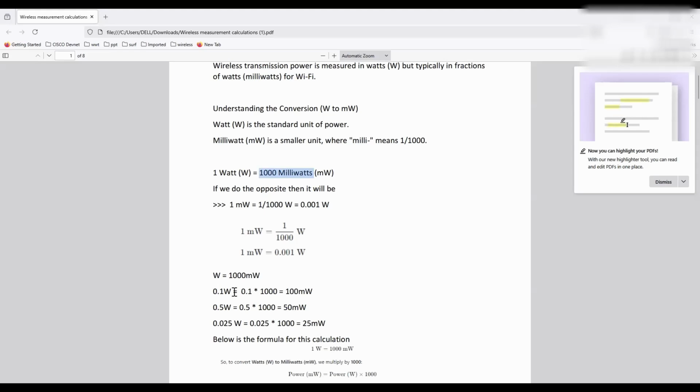So 0.1 watt is equal to 0.1 into 1000, that is 100 milliwatts. 0.05 into 1000, that is 50 milliwatts. So this is the conversion from milliwatt to watt, and watt to milliwatt. I hope that is clear. It is pretty simple and straightforward, right?